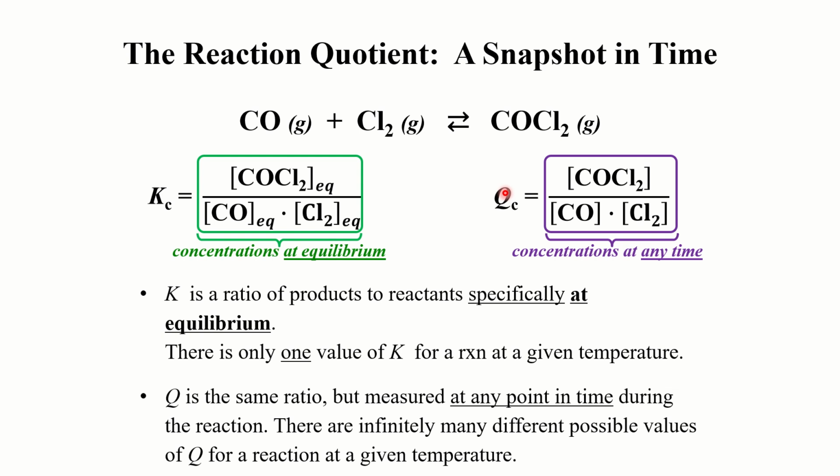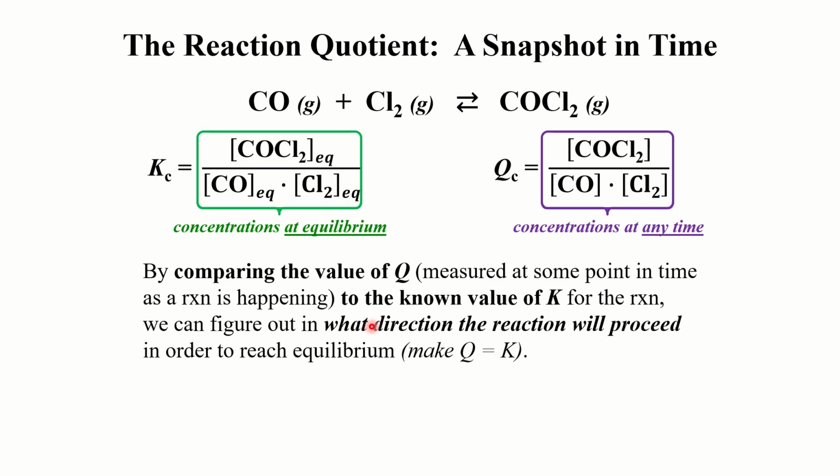Q is the same ratio, but measured at any point in time during the reaction, which is why we can call it a snapshot in time. There are infinitely many different possible values of Q for a reaction at a given temperature because these concentrations can be measured at any point in time during the reaction, whereas K is equilibrium only. So we can compare the value of Q to the known value of K, and by doing so, we can figure out in what direction the reaction will proceed in order to reach equilibrium, essentially to make Q equal to K.